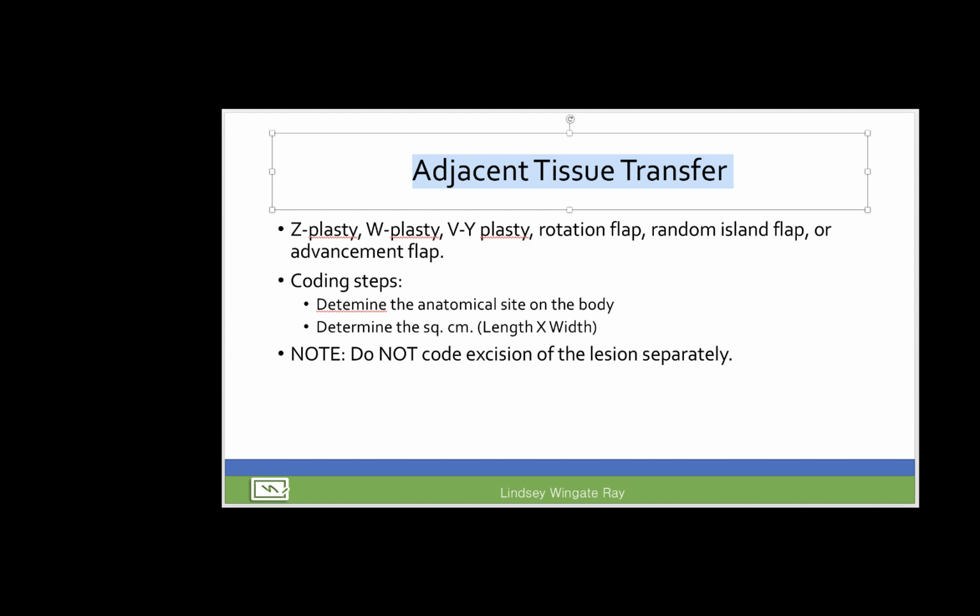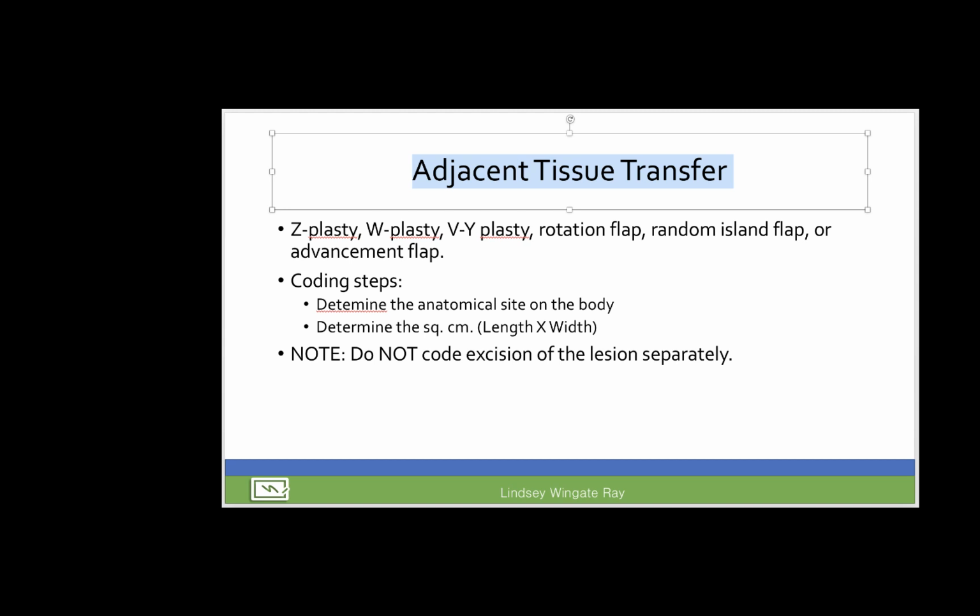The recipient site refers to the area of the defect that receives a graft. The donor site is the area from which healthy skin has been taken for grafting. Types of adjacent tissue transfer are Z-plasty, W-plasty, VY-plasty, rotation flap, random island flap, or advancement flap.